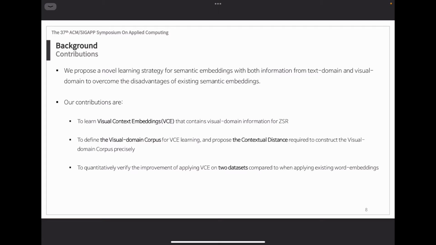In our work, we propose a novel learning strategy for semantic embeddings with both information from the text domain and visual domain to overcome the shortcomings of the two types of semantic embeddings. Our contributions are to learn visual context embeddings that contain visual domain information that can be applied directly to various zero-shot recognition models, to define the visual domain corpus for VCE learning and propose the contextual distance required to construct the visual domain corpus precisely, and also to quantitatively verify the improvement of applying VCE on two data sets compared to when applying existing word embeddings.